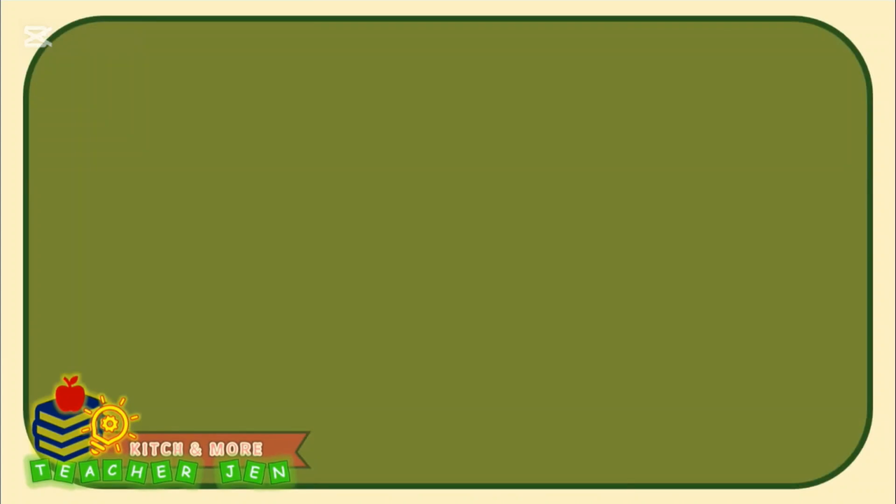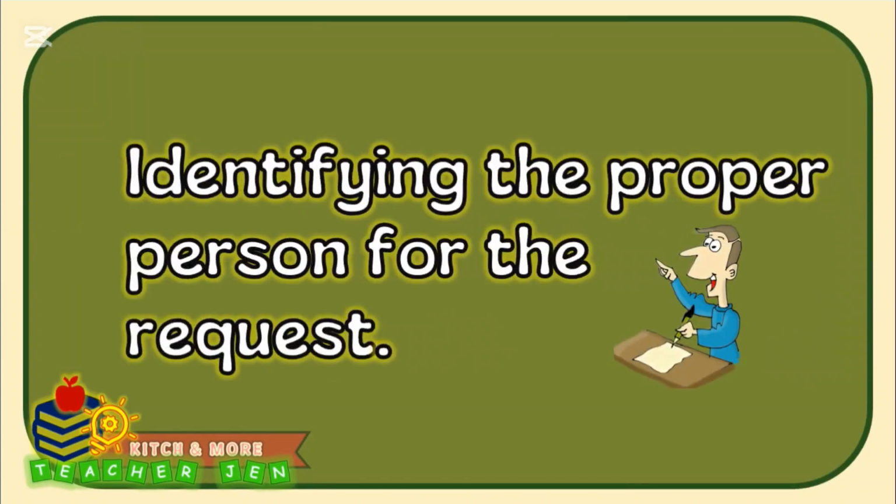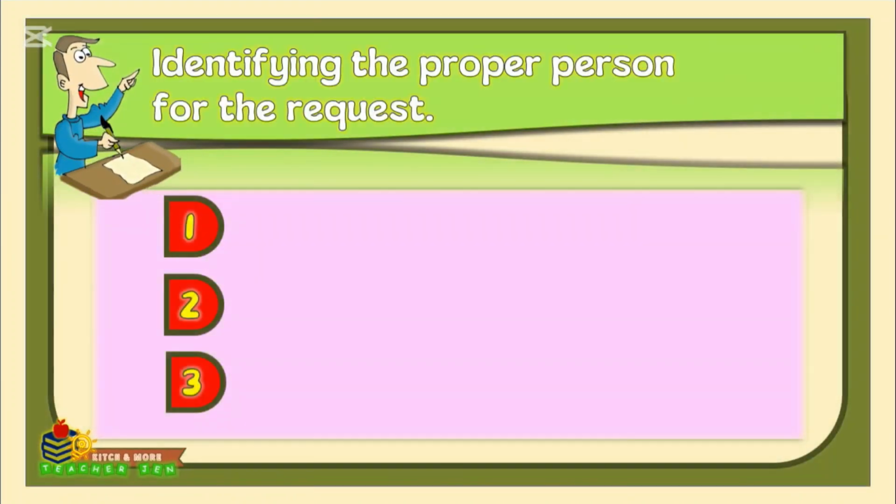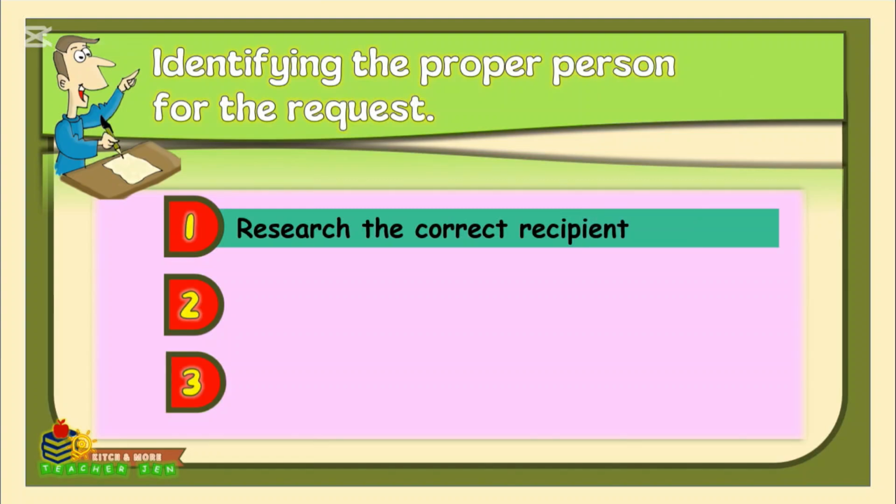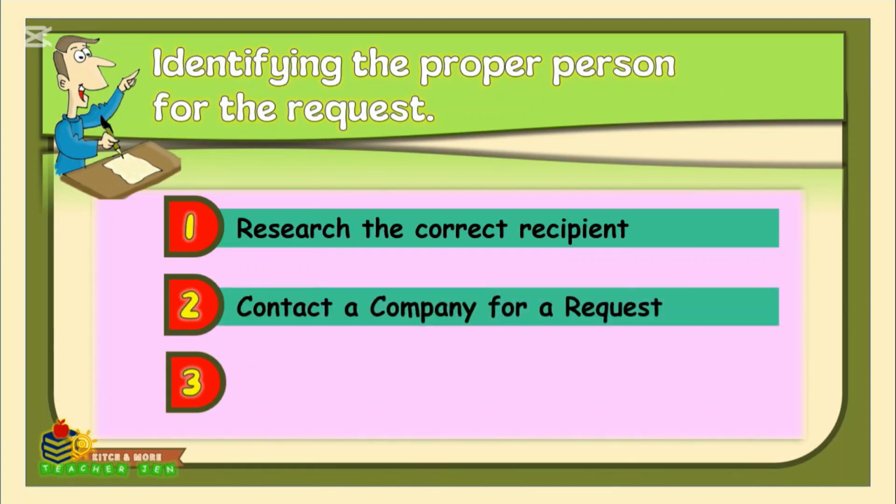Now let's proceed to identifying the proper person for the request. First is research the correct recipient. You have to identify who is the most qualified to fulfill your request by researching or asking around. Second, contact the company for a request. If unsure, call the company secretary to find the right person.